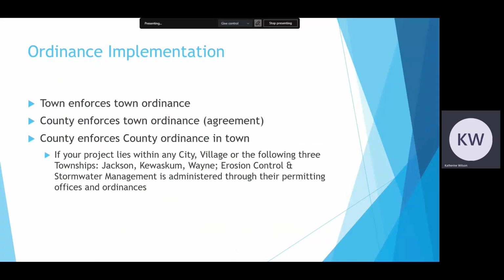lies within any city, village, or the township of Jackson, township of Kewaskum, and township of Wayne, stormwater management is administered through their ordinance and permitting office. So if your development lies within one of these communities, the information presented on the next slide does not apply to you, and you should reach out to your community for information related to your stormwater practices.